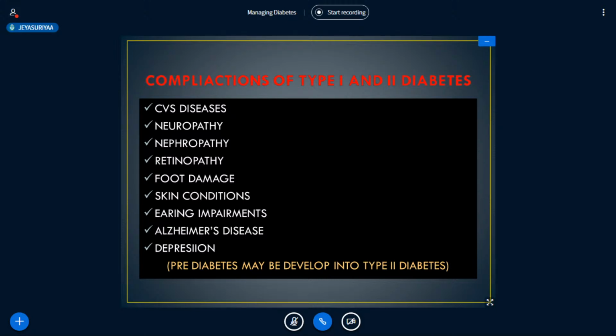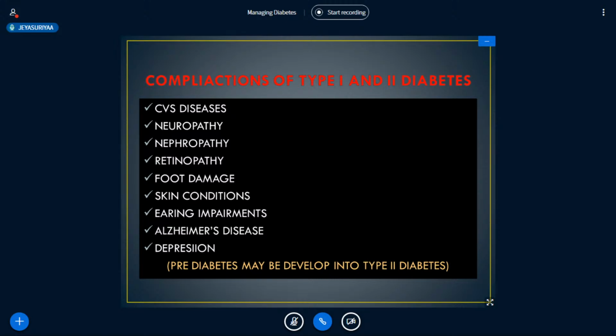Now, coming to skin conditions, diabetes may leave you more susceptible to skin problems, including bacterial and fungal infections. On the other hand, depression symptoms are common in people with type 1 and type 2 diabetes mellitus. Depression can affect diabetes management.